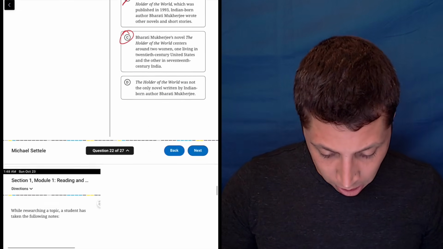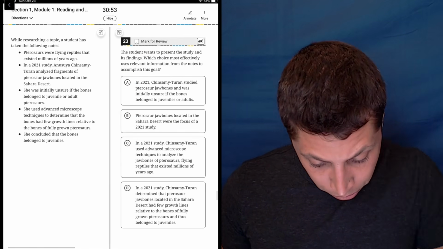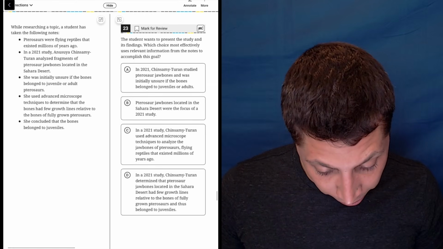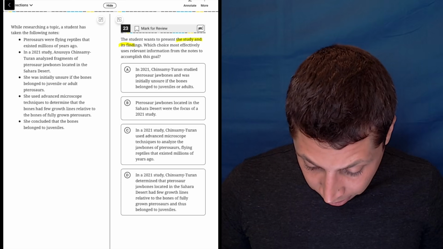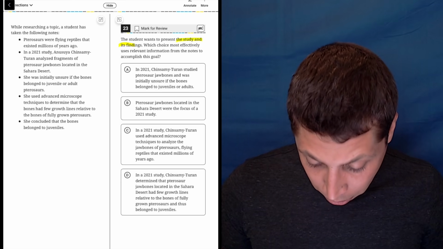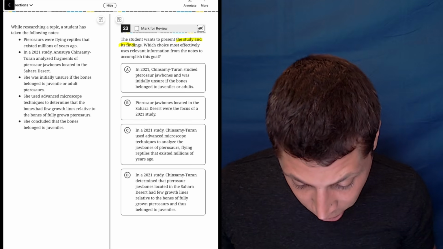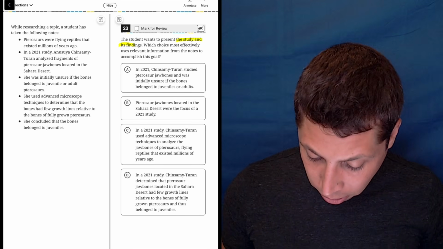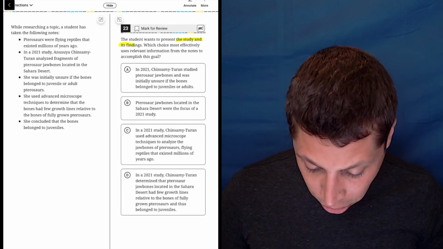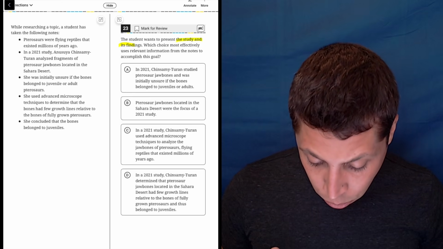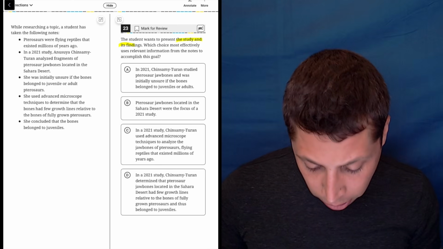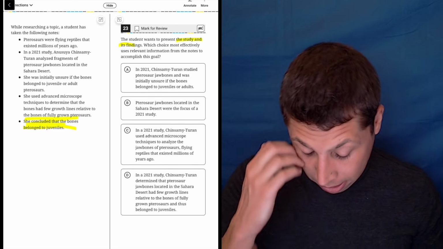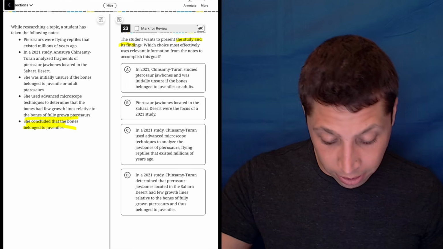The student wants to present the study and its findings. Okay, study and its findings. All right, pterosaurs, that's not the study. And in 2001, analyzed fragments of pterosaur jaw bones. Okay. She was initially unsure if the bones belonged to juvenile or adult pterosaurs. She used advanced microscope techniques to determine that the bones had few growth lines relative to the bones of fully grown pterosaurs. She concluded the bones. Okay, so the conclusion probably matters. So this part probably is important. So present the study and its findings.